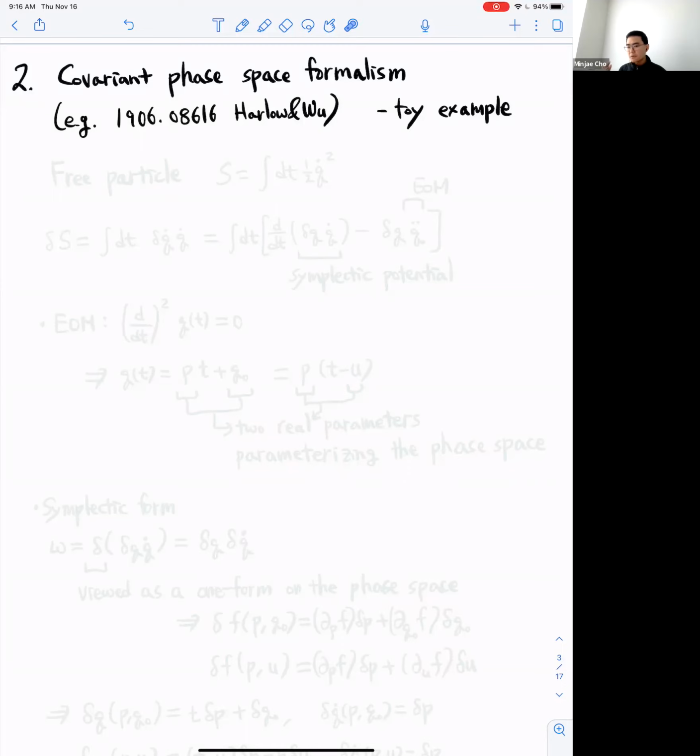For today's purpose, we are not going to need the most general discussion of the covariant phase space formalism. Rather, we are going to focus on a very specific toy example, and it turns out that that serves the purpose, at least for today. Let's consider the simplest classical mechanical system, a free particle. This is the action.